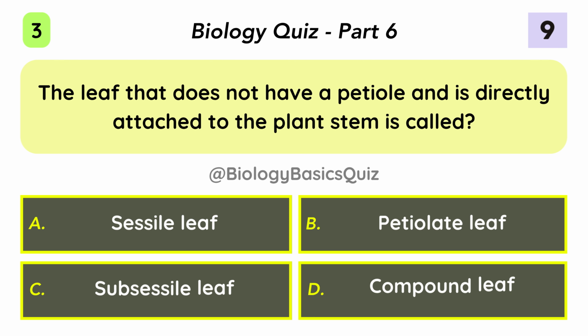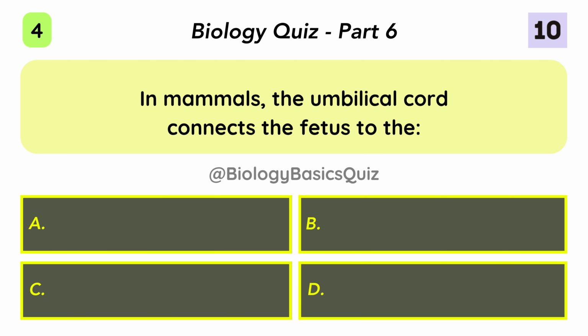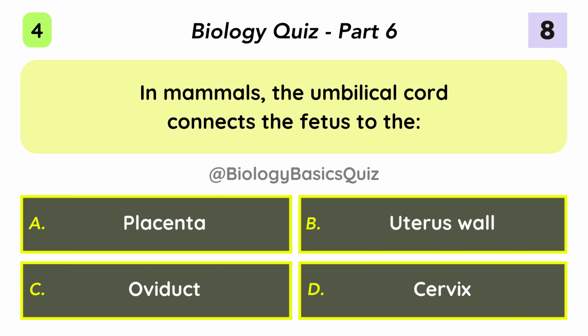The leaf that does not have a petiole and is directly attached to the plant stem is called? Sessile leaf. In mammals, the umbilical cord connects the fetus to the placenta.